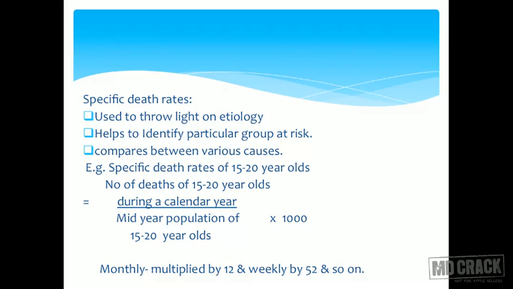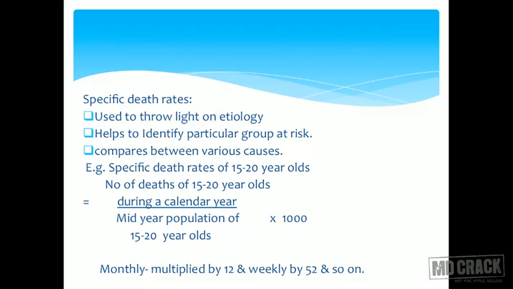The denominator would consist of, tell me a refined denominator. Say for example, I want a specific death rate for females. The denominator would consist of the median population of only all the females in the community, not the males. That is a refined denominator. Make a habit of refining the denominator. Sometimes this is the make or break in the MCQs.